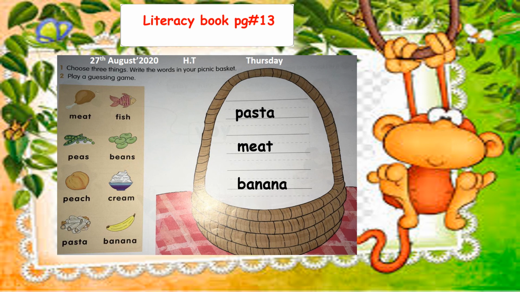Now what you have to do, you have to choose any 3 things and you have to write in the middle of the basket on the lines. You have to write these spellings. Pasta, meat and banana.